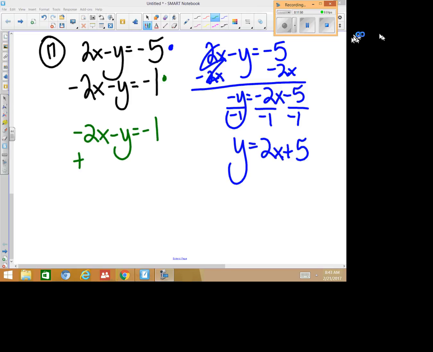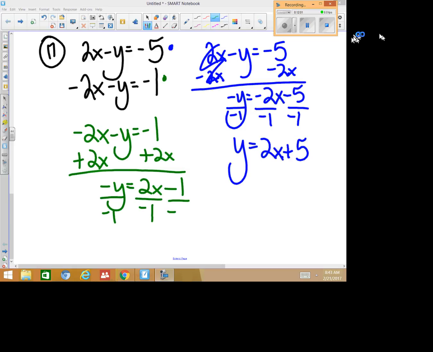Oh, I can add 2x on this one. Negative y equals 2x minus 1. You divide by negative 1 on every one of them? Yep, each number.